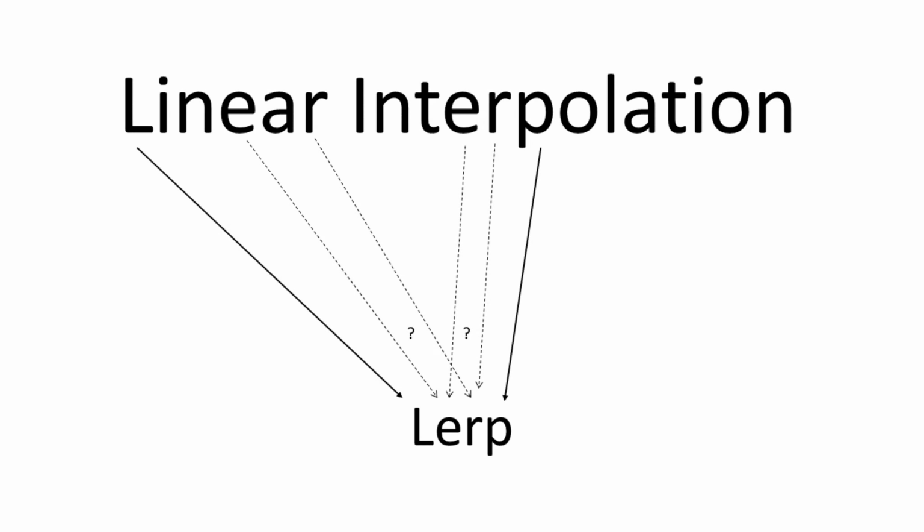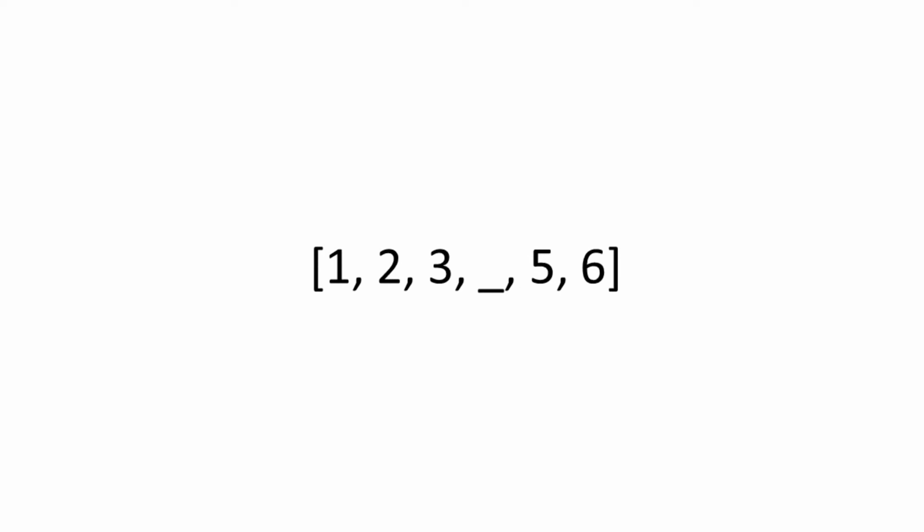Today's topic is going to be Lerp, which means linear interpolation. To start off, let's define interpolation and note that we're referring to it in a mathematical context. To interpolate something means to determine or estimate a value within a known set of data points.